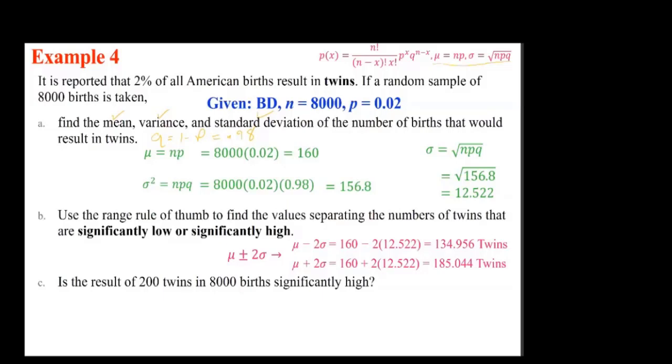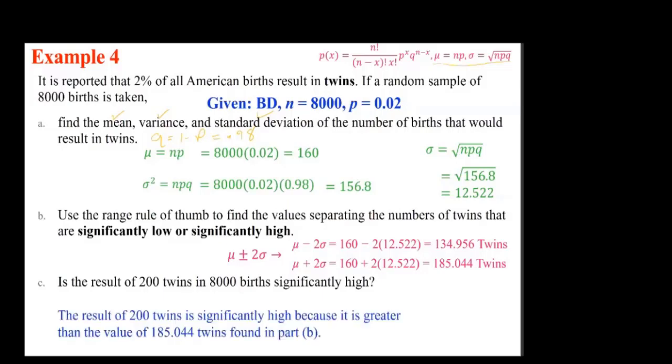So now that we have that, what about 200? Is it significantly high? According to part B, yes, it is, because it's larger than 185.044. That means 186 is unusual. Less than 134.956, that means 134 is unusual. You can keep it with the decimals, although the answer should be discrete, but I want you to understand. Even if it was, let's say, 134.1, that means 134 is unusual, although it's very close. And that's the idea behind this process.